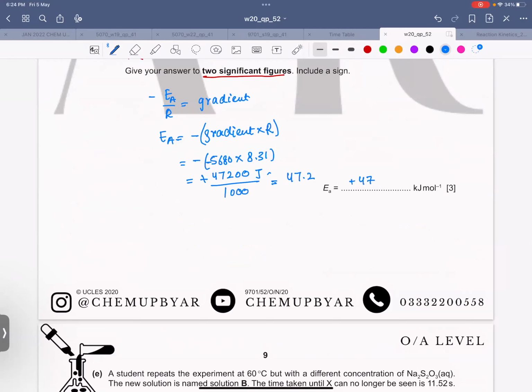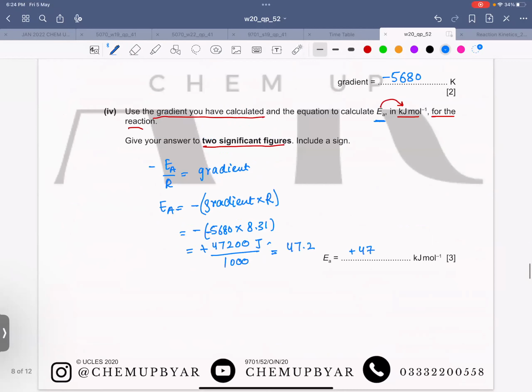Is this clear? Sir, is it important to use three significant figures for the gradient part? When they have mentioned this, your answer must be written in two significant figures. Initially we were using the gradient in part 4. So do we have to use the three significant figure one? Yes, you can use either. Okay.